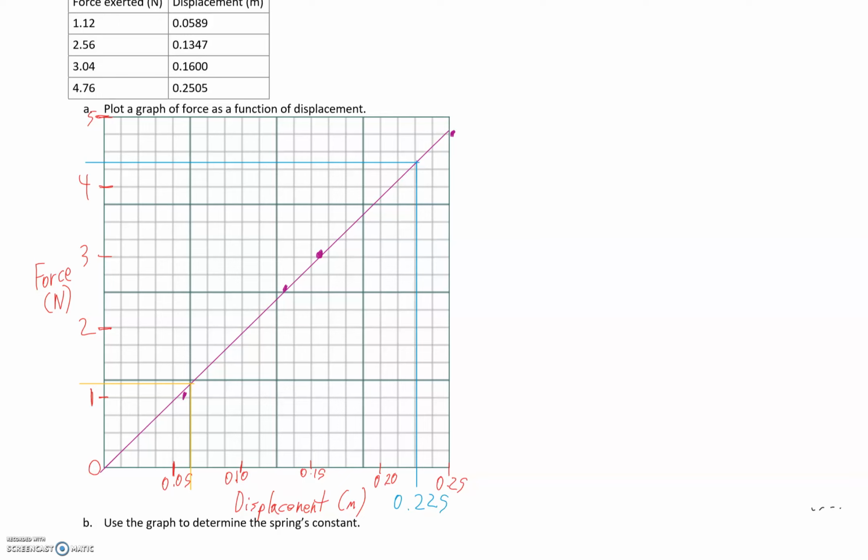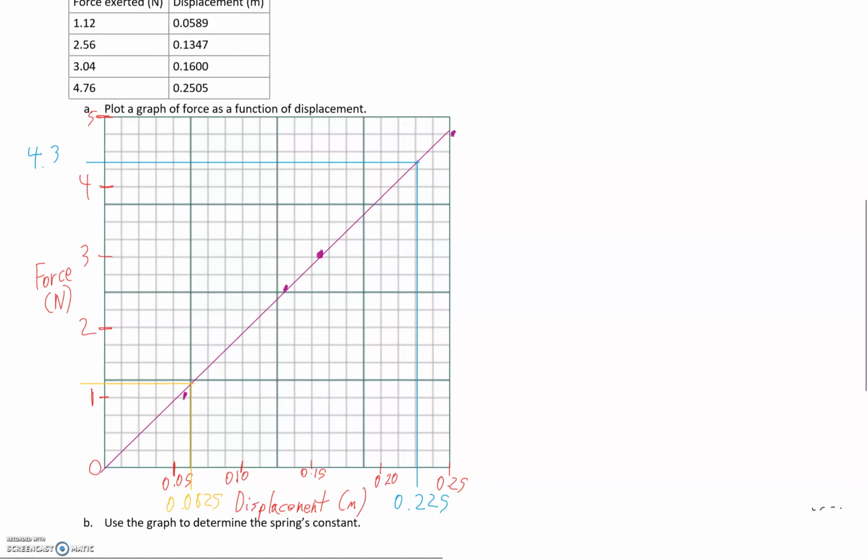0.225. Over here, we've got 4.3. I'm going to call it just 4.3. It's not perfect, but that's okay. Let's go over to this one. We've got 0.0625. Yep. And then over here we've got 1.25. Let's say 1.2. Call it 1.2. All right.